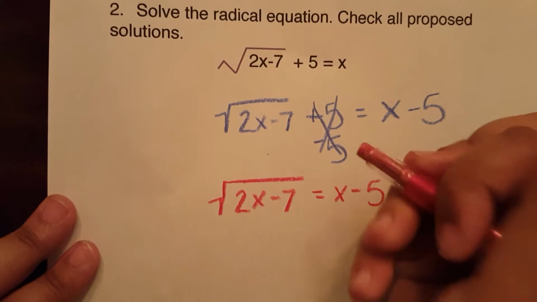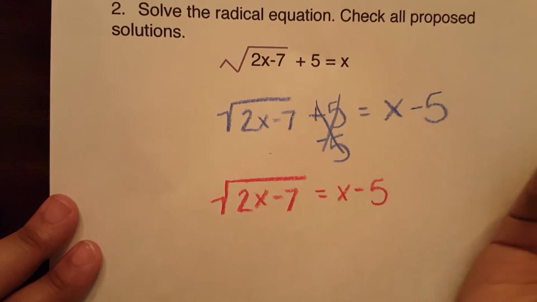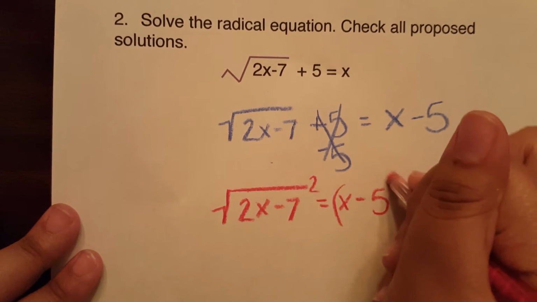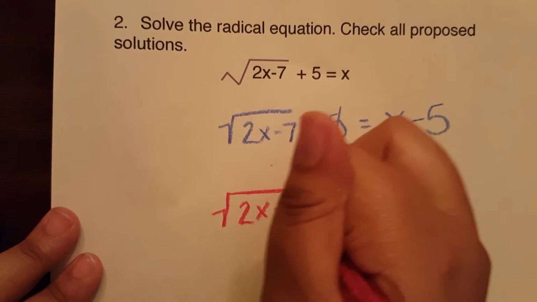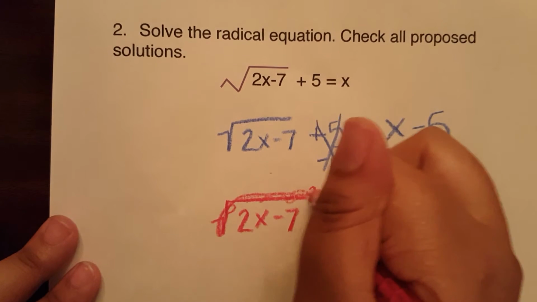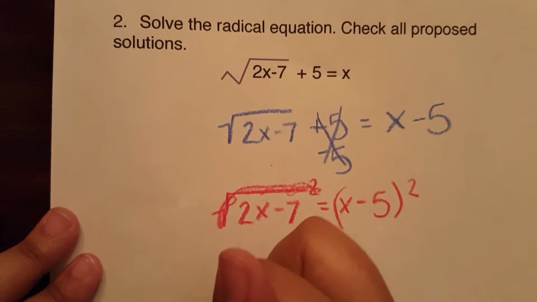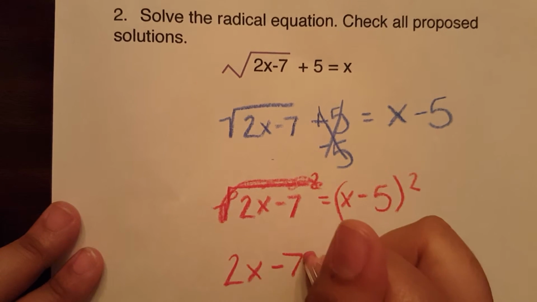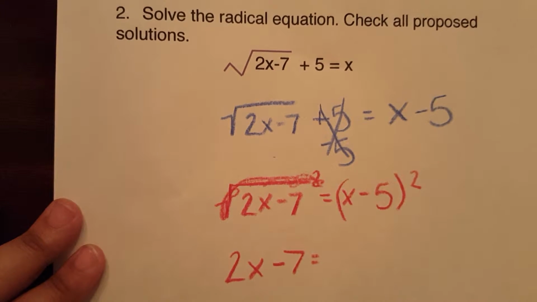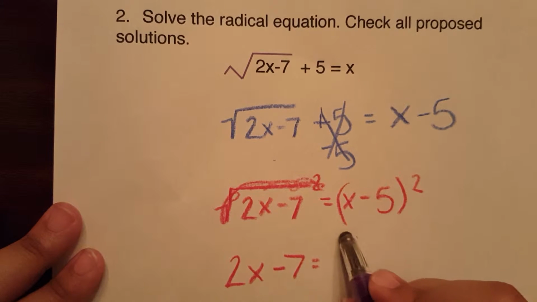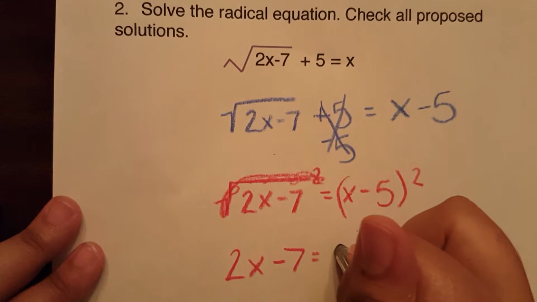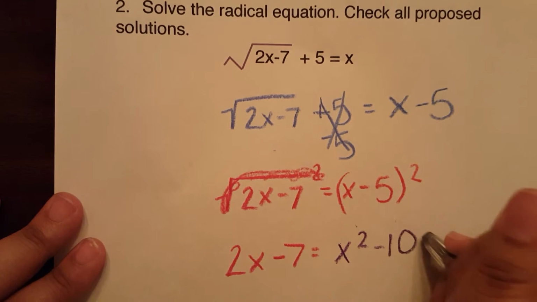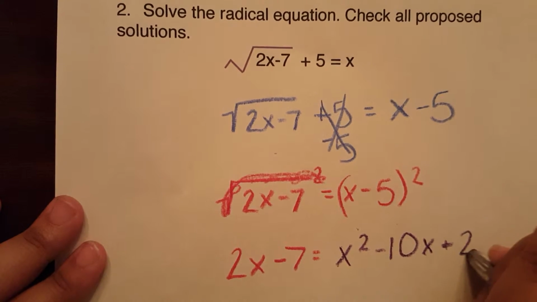So to get rid of the radical, we need to square both sides. So this will cancel out. So it'll be 2x minus 7 equals. So now we have to factor this out. So what it will be before we factor is x squared minus 10x plus 25.